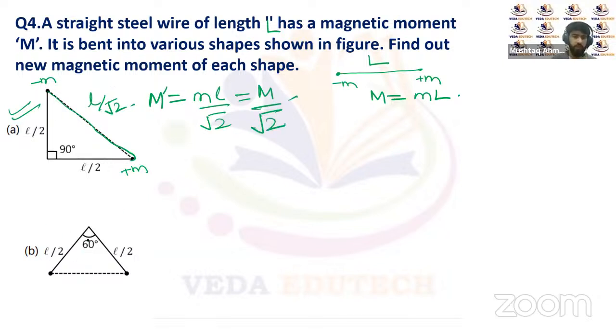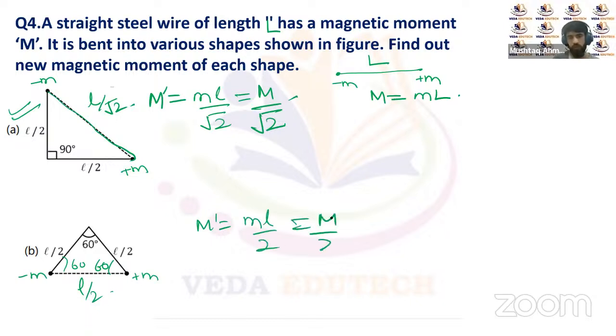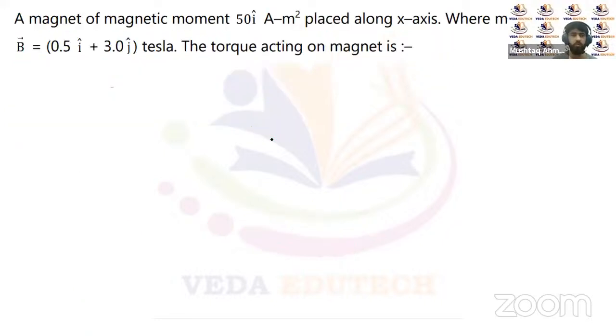Similarly, this shape has been bent into a triangle. If this angle is 60, this has to be 60, and this has to be 60 as well. So this side will also be equal to L by 2. It means that it will behave like an equilateral triangle. There are two poles of this magnetic dipole, a negative pole and a positive pole, and the separation is L by 2. So the magnetic moment for this shape will be ML upon 2, or M by 2. So it will become half for this shape, and it will be M by root 2 for the previous shape. So this is how we can find the magnetic dipole moment.